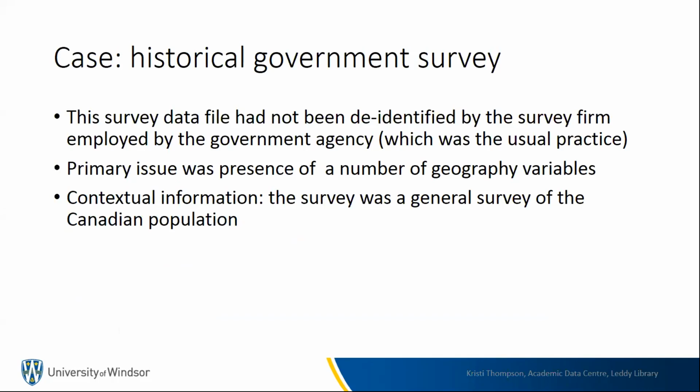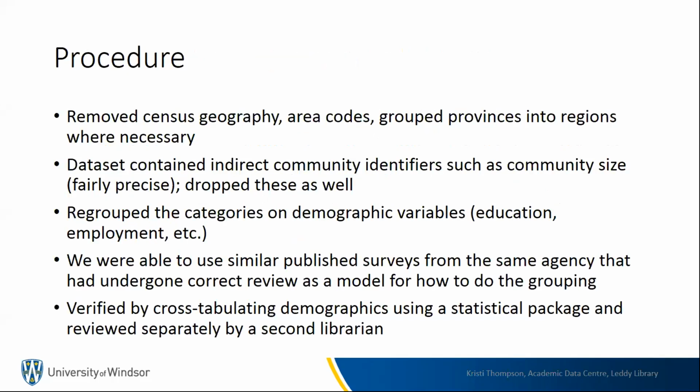However, this survey was not in general of extremely high risk because the contextual information is that the survey was a general survey of the Canadian population. Also, it was a historical data survey, so the data was not recent. Some other people and myself undertook to de-identify this data set by hand. Our procedure was, we started by removing census geography, things like area codes. We removed area codes, which happened to be present.